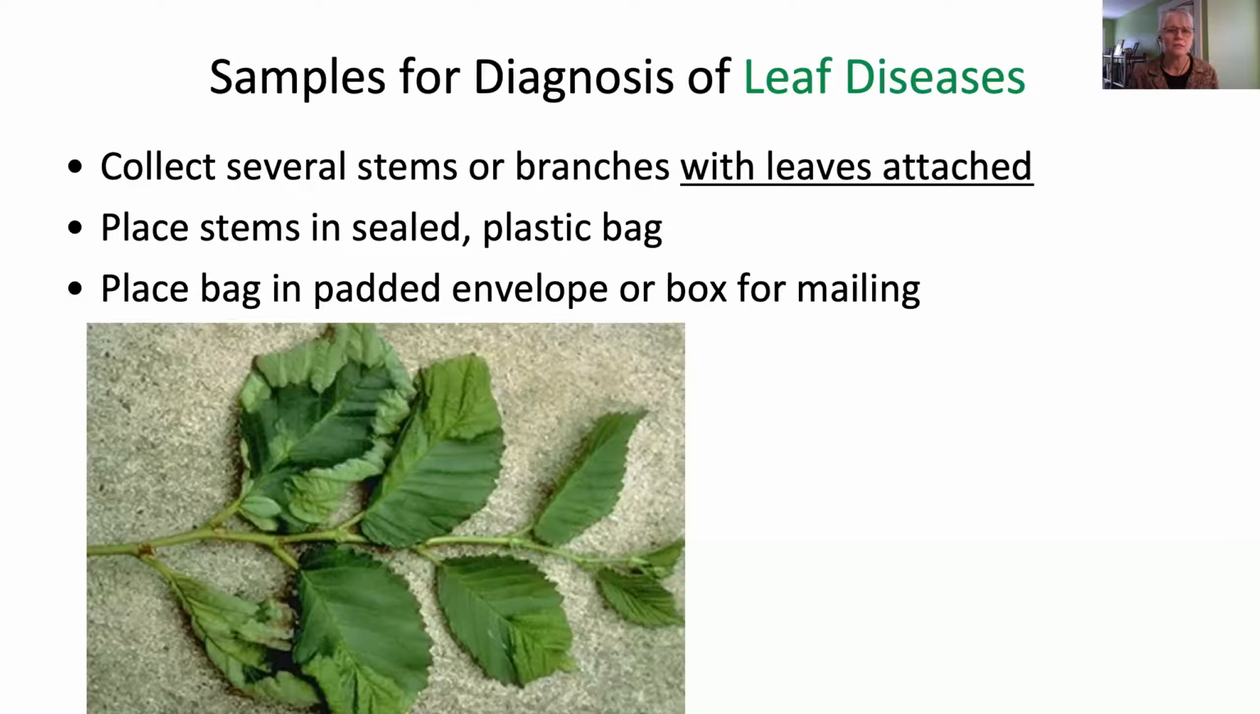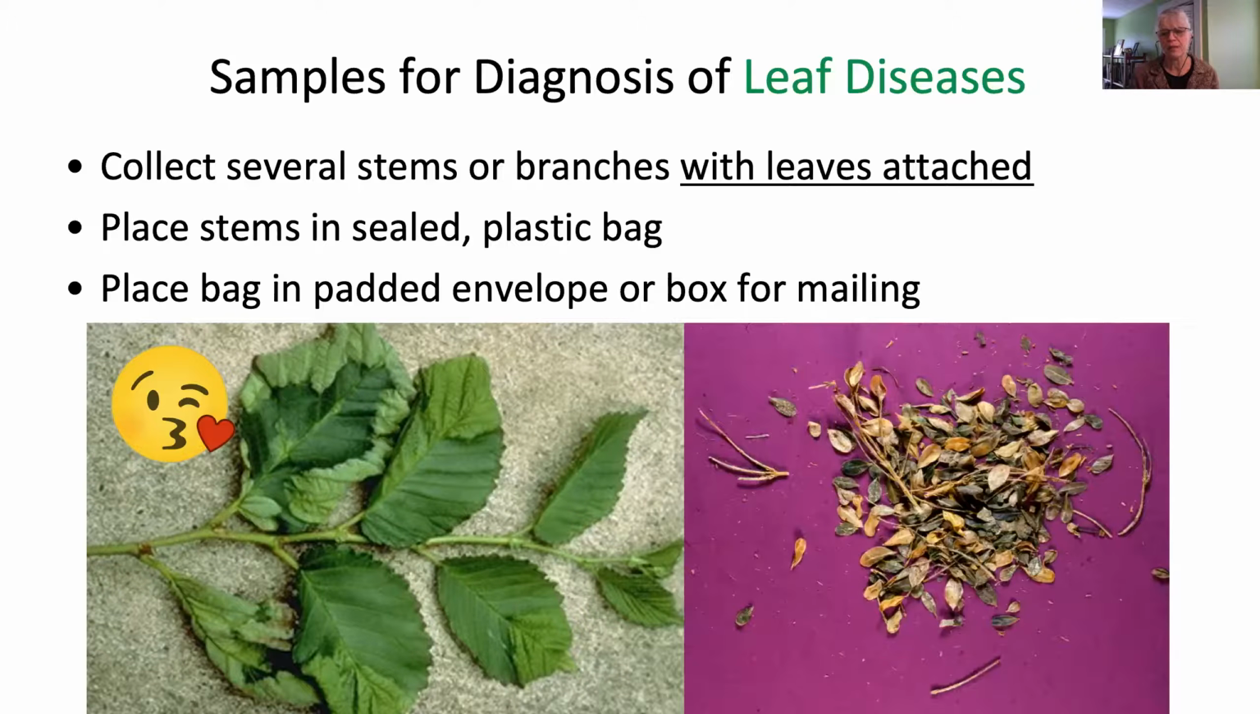And so in that case, we don't need a root sample or a soil sample. We just need the leaves, but we want them still attached to the stems because they'll remain fresher that way. So this is a good sample. Of course, we'd want a few more stems. You want to give us a range of symptoms. So several stems is good with the leaves still attached. And then just put them in a sealed plastic bag and mail them in a padded envelope or padded box.